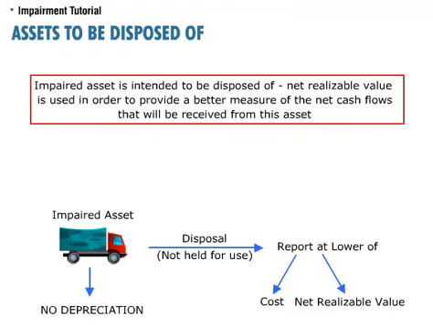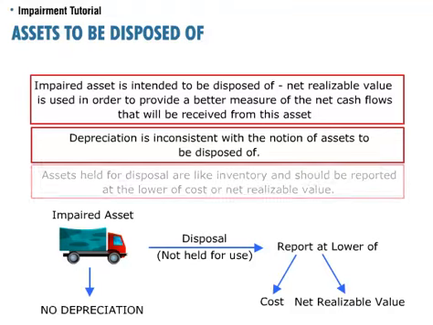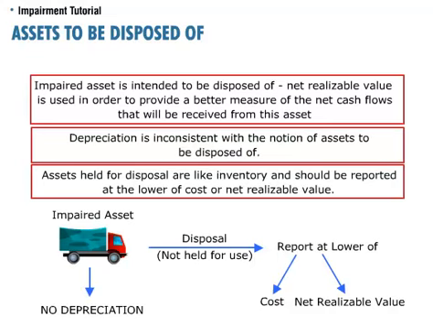Assets that are being held for disposal are not depreciated during the period that they are held. The rationale is that depreciation is inconsistent with the notion of assets to be disposed of and with the use of the lower of cost or net realizable value. In other words, assets held for disposal are like inventory and should be reported at the lower of cost or net realizable value.